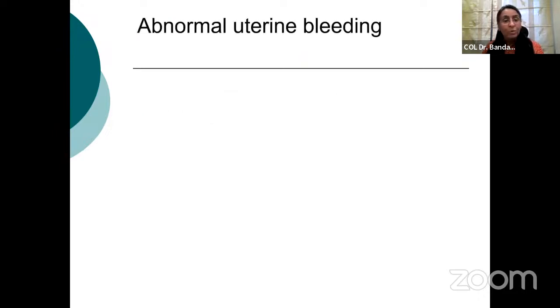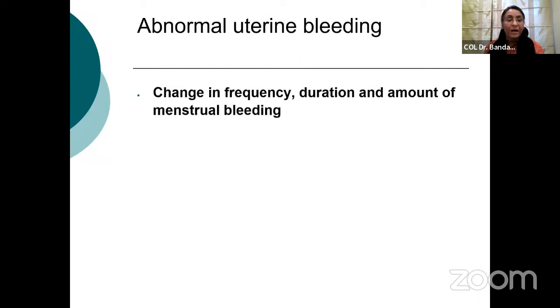For knowing the abnormal, we need to know what is normal. And what is the abnormality that happens is that there is change in frequency, in duration, and the amount of menstrual bleeding, which labels it as an abnormal uterine bleeding. So as I said earlier, to know what is abnormal, we need to know what is normal.